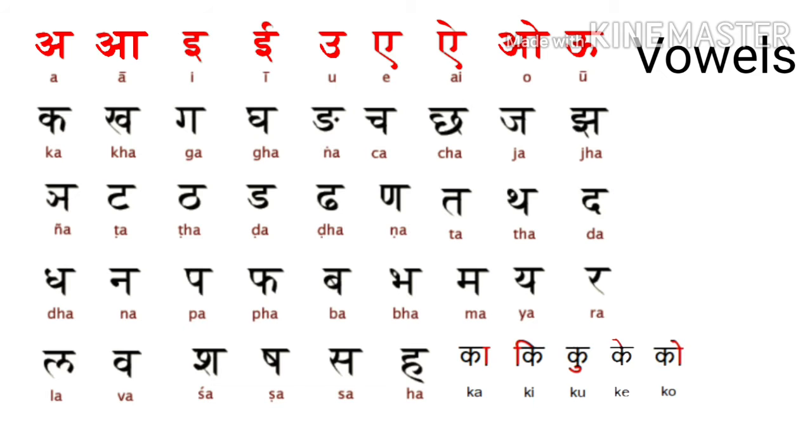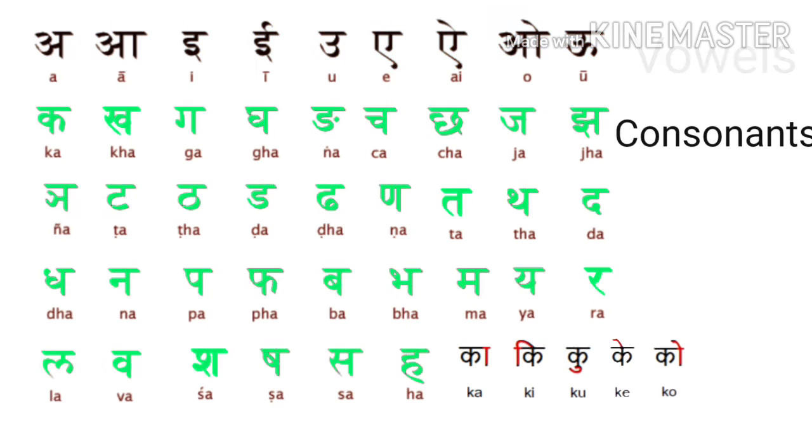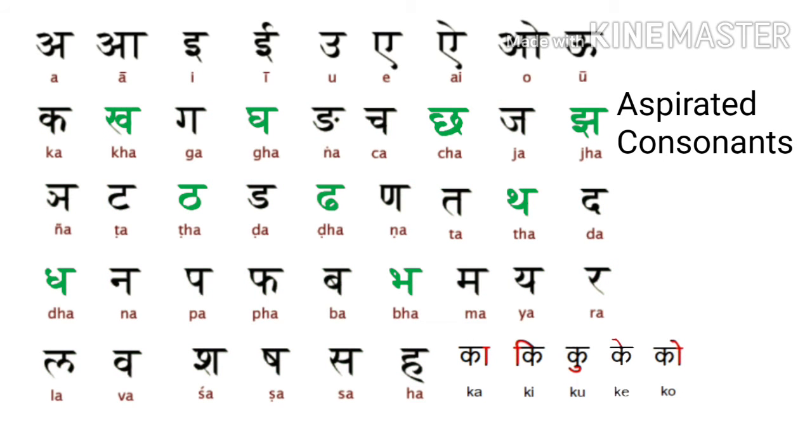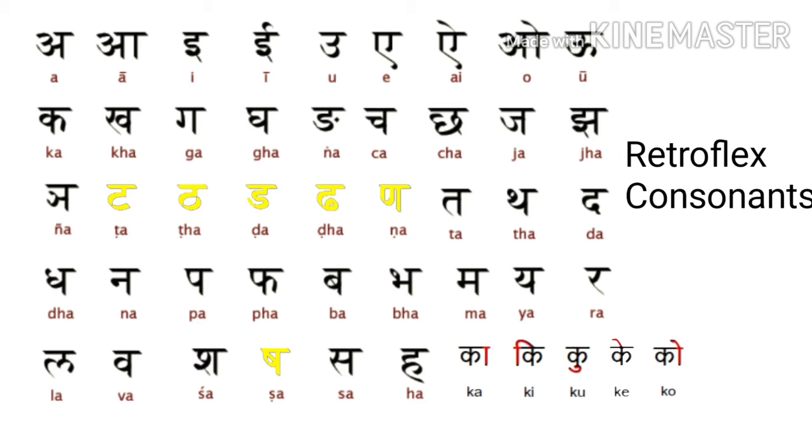The Devanagari script is divided into 42 letters, of which there are 9 vowels and 30 consonants, of which there are 3 types of consonants. The aspirated consonants, which are more breathy versions of some consonants, and the retroflex consonants, which are some consonants that are pronounced by putting the tongue up into the upper teeth.